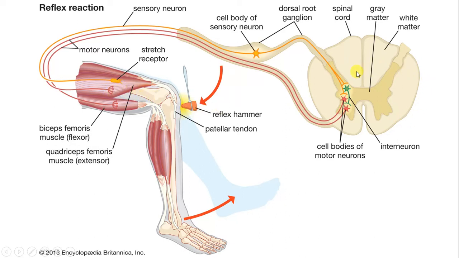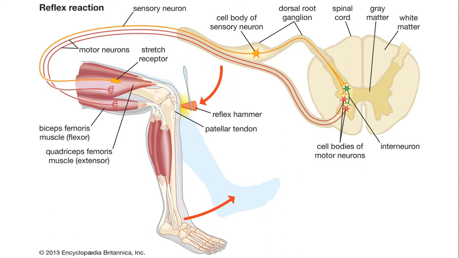So here the level is the spinal cord level. Here no neuron from the brain is involved, only the interneuron. So it is at the spinal cord level. It has nothing to do with the upper part of the nervous system, that is the brain. So reflex action is basically located at the spinal cord level.